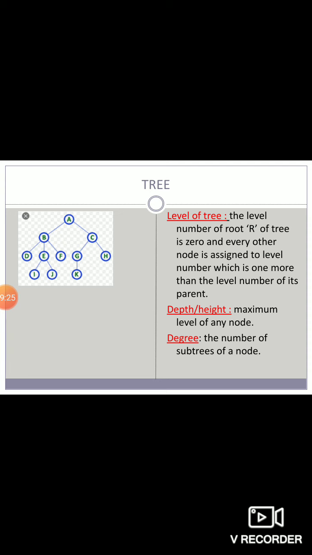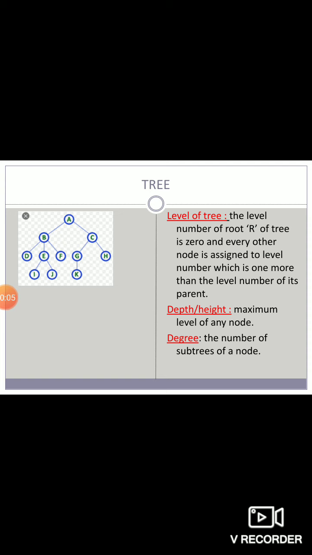So for this diagram, if I want to calculate the degree of any node: for A, degree is 2, for B, degree is 3, for C, degree is 2, for K, degree is 0. Those are the degrees of the nodes. And the degree of the tree is 3, because the degree of node B is 3, which is the maximum degree of a node in this tree. That's why that degree is carried for the whole tree.